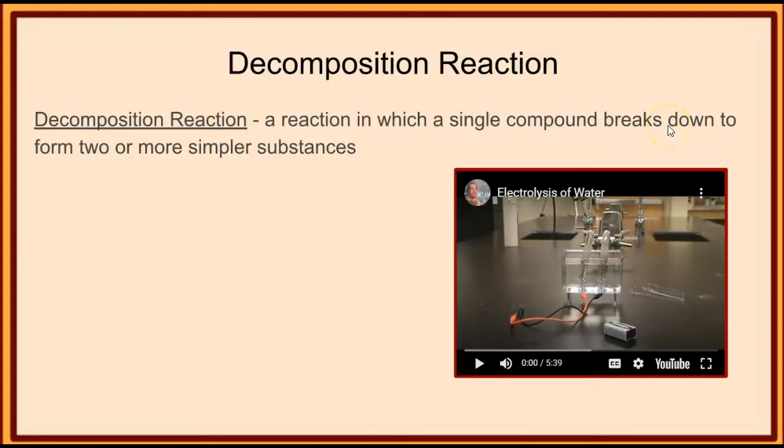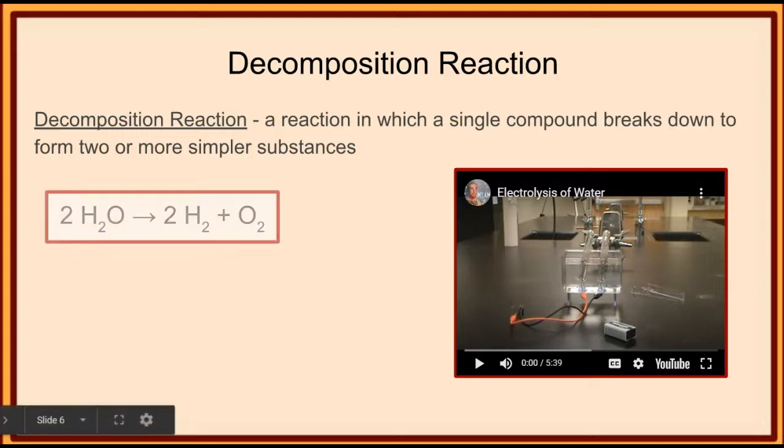The next type of reaction is called a decomposition reaction. It's a reaction in which a single compound breaks down to form two or more simpler substances. An example is the decomposition of water, which can be done through electrolysis. Water molecules can actually be broken apart and form two gases, hydrogen gas and oxygen gas. This video shows how it can be done.